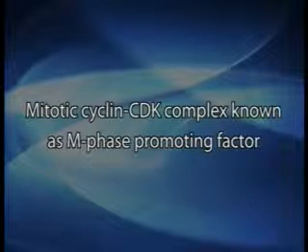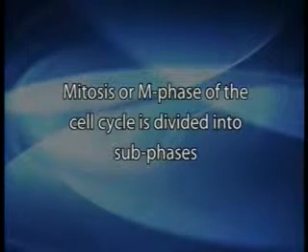The onset of mitosis is followed by the formation of the mitotic cyclin-CDK complex, known as M phase promoting factor, that occurs as a cell cycle regulatory mechanism in the G2 phase. The mitosis or M phase of the cell cycle, although a continuous process, is for the sake of convenience and understanding divided into the following subphases.